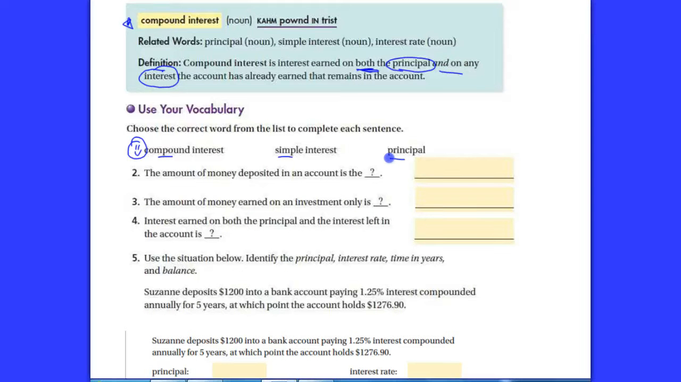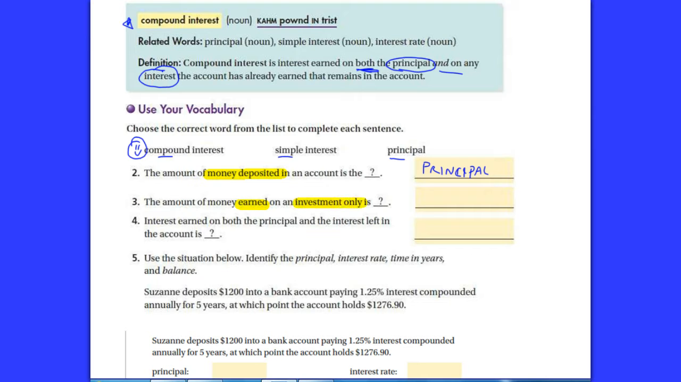Principal, we need to know that the principal is an amount of money that you deposit in the bank. So that's actually number two. Number two says the amount of money deposited into an account is called principal, just like the principal of the school. It's actually spelled the same way. Principal, oops, I can't spell it right. P-R-I-N-C-I-P-A-L.